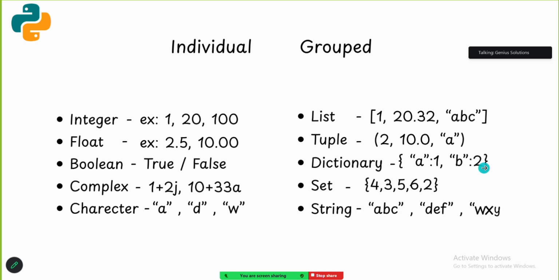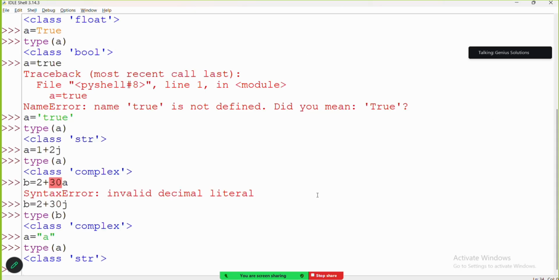And coming to the string. A string is a group of characters. Now let us see examples for all these things.